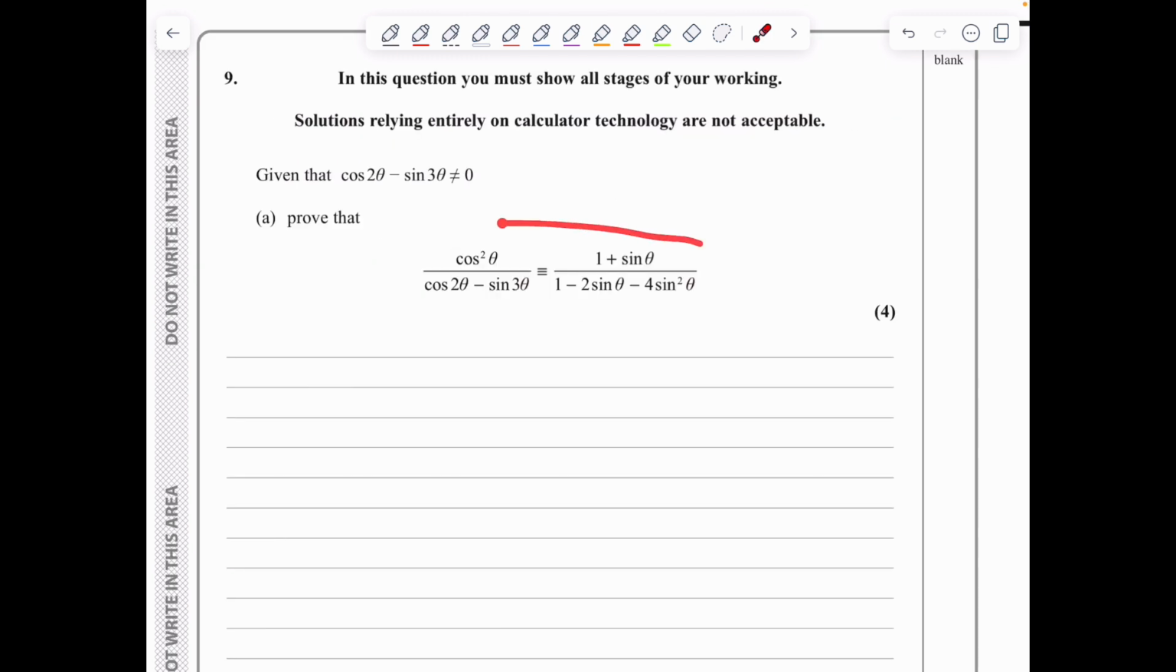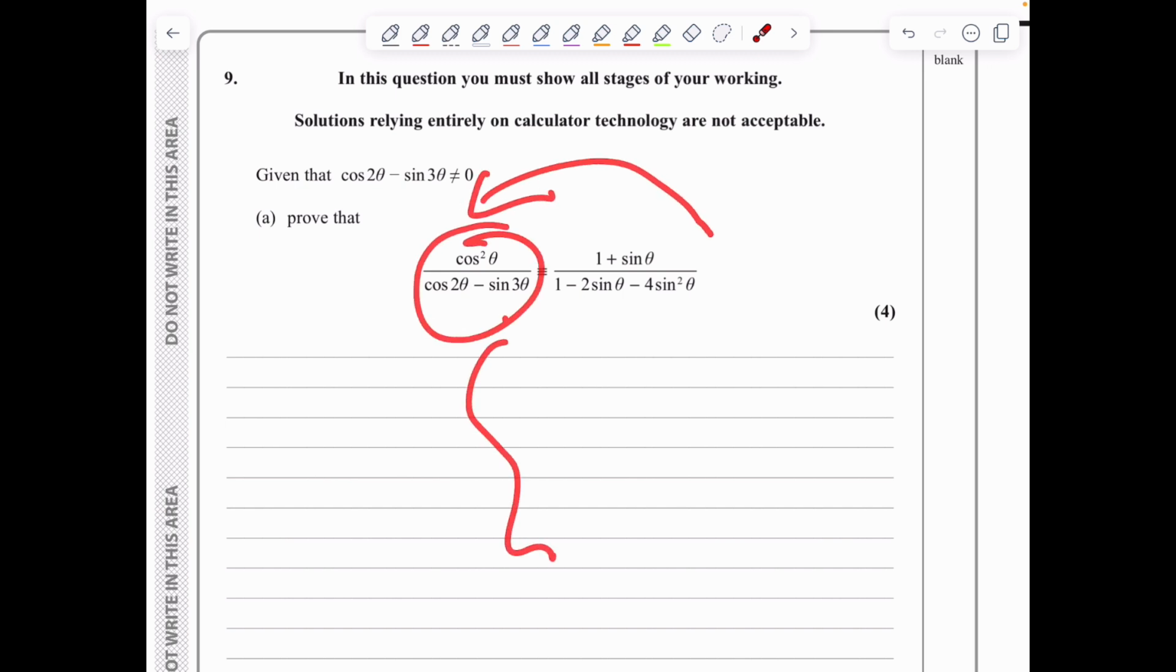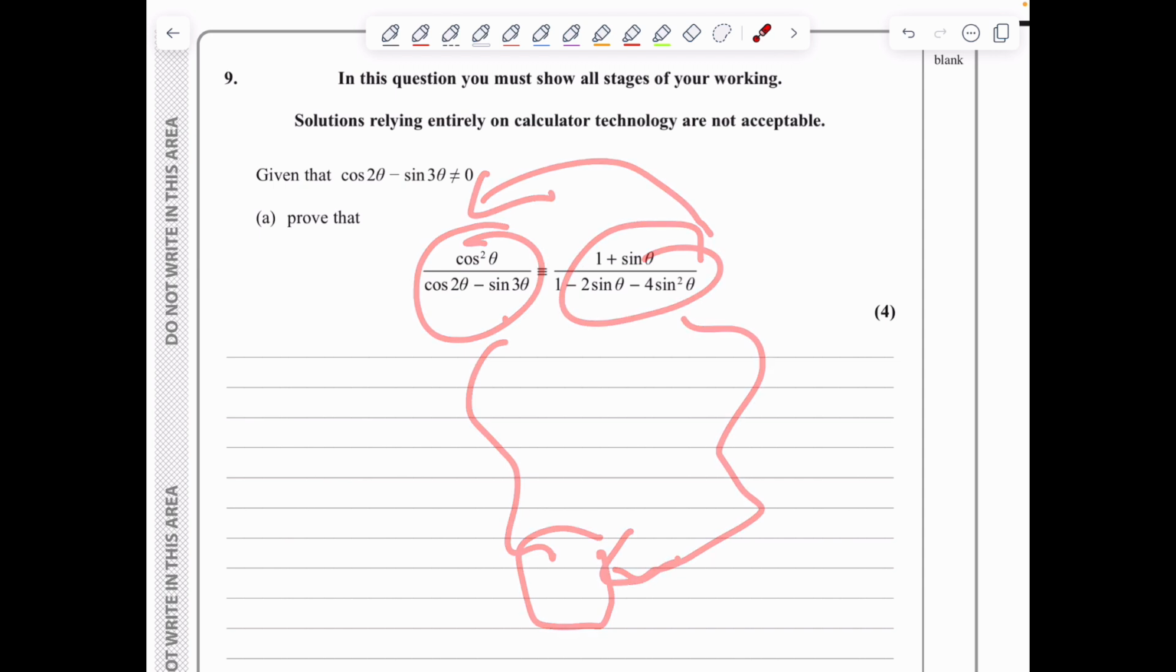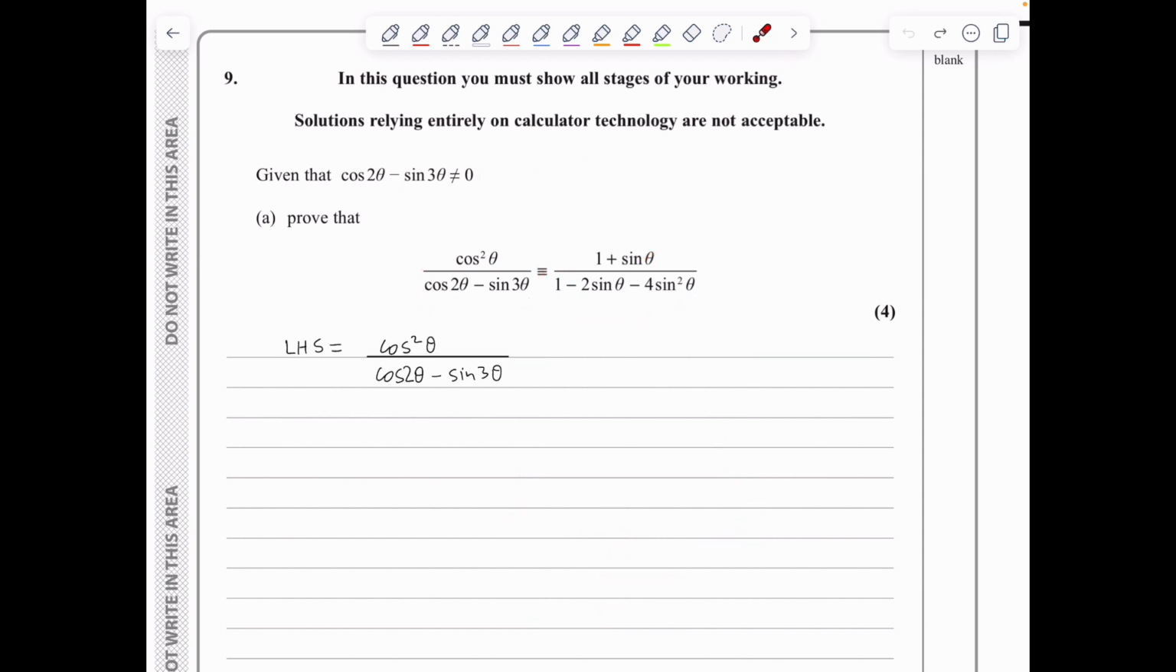In 9a, we need to prove the given identity here. So when I'm proving identities, I need to show all baby steps to justify either going from left to right or from right to left. Or if I'm going to go from the left-hand side to a certain point, I need to show that the right-hand side also arrives at this point. So in this case, I will start from the left-hand side.